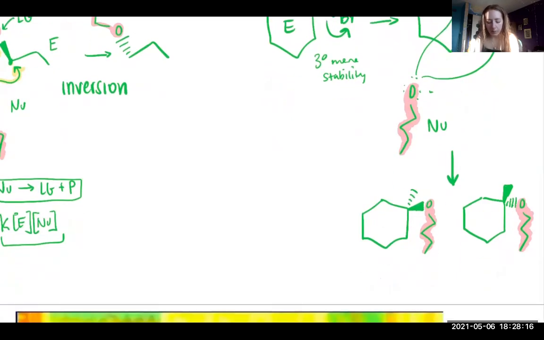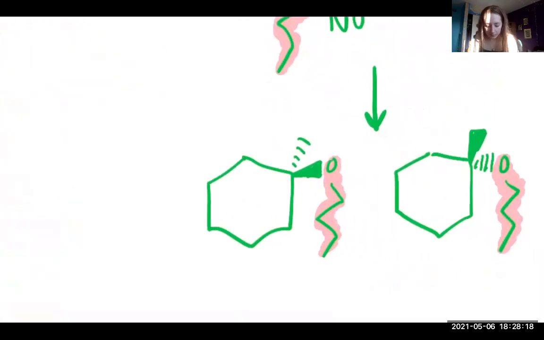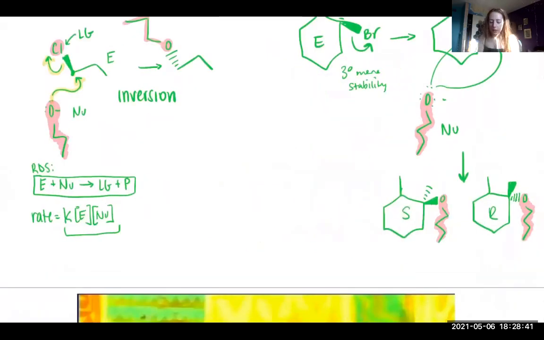Already. So which one is R, which one's S? That's a little difficult because it's also not a stereocenter, but I'll just add a random methyl there. And so that's 1, 2, 3, 1, 2, 3. This will be S and this will be R. All right, so this is a 50% equal mixture. Racemization just refers to this mixture. Okay, racemization just means a mix of things.